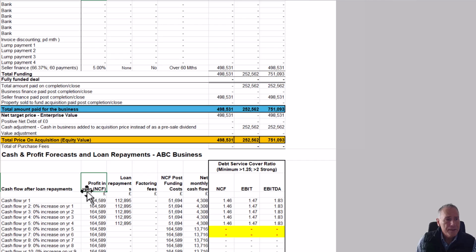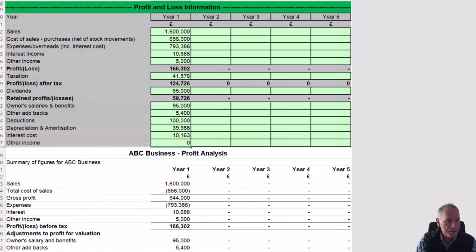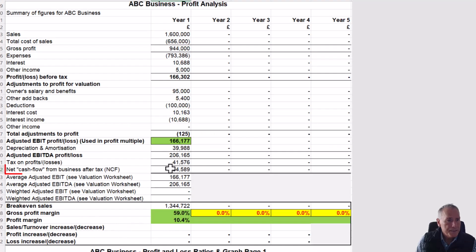Below that, we have the net cash flow profit. Let me quickly jump across to the profit and loss account. Is this figure here, which is your adjusted profit, adding back depreciation because that's not a cash flowing item, less the tax, and that gives you your net cash flow from the business.